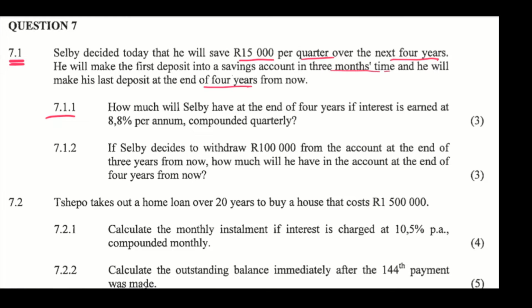7.1.1, how much will Selby have at the end of the 4 years if interest is earned at 8.8% per annum compounded monthly? So this is an investment, right? Whenever it is an investment and the payment is made quarterly, we're just going to use the future value annuity to calculate the amount of money that will be in the account in the future, in a period of 4 years.